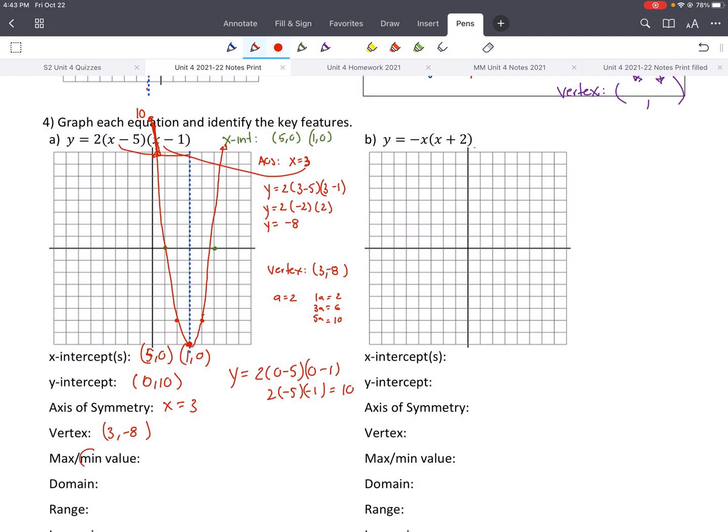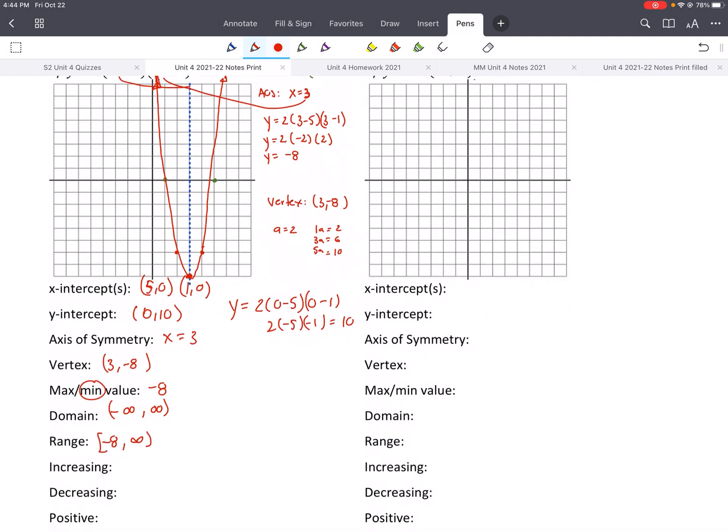Max or min, here we have a minimum value of -8. Domain, as always, is -infinity to infinity. Range, how low to how high, so -8 included, all the way to infinity with a parenthesis. Increasing is where we have positive slope. So that would be everything right of the axis of symmetry, starting at 3 and going to infinity. And decreasing would go from -infinity to 3.